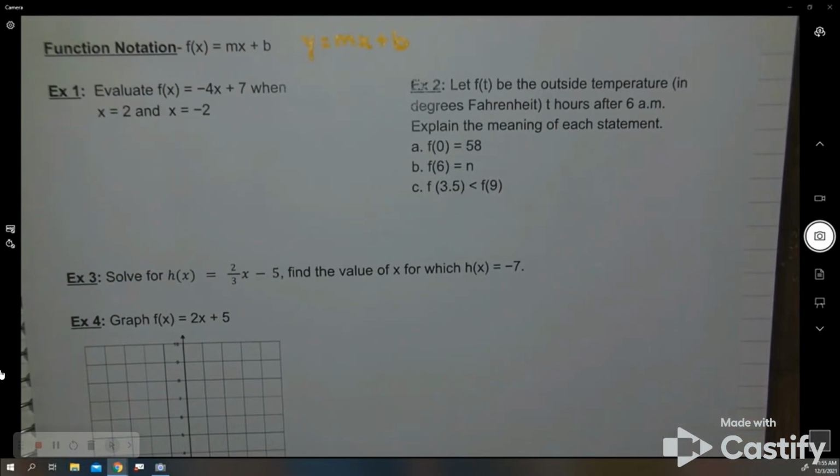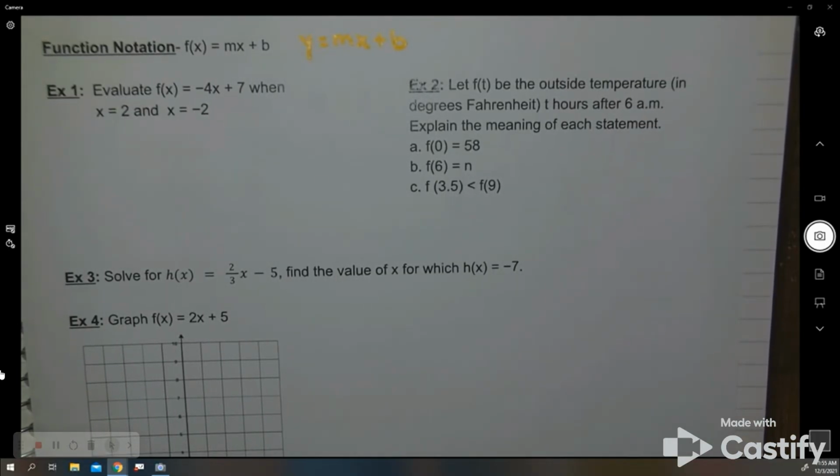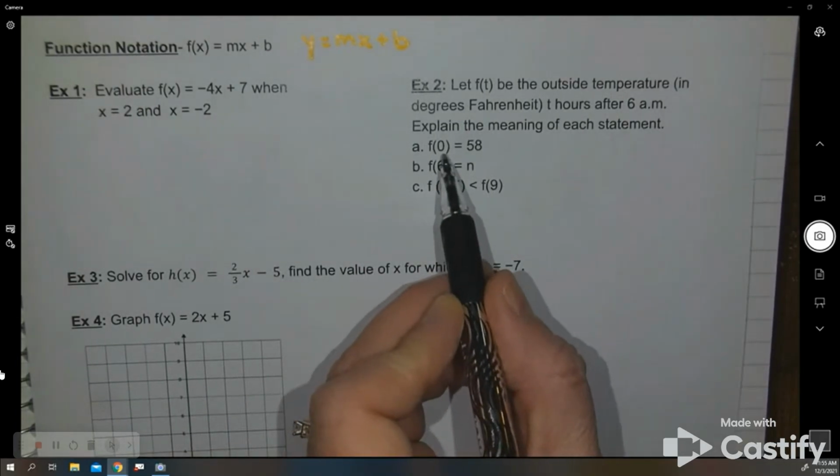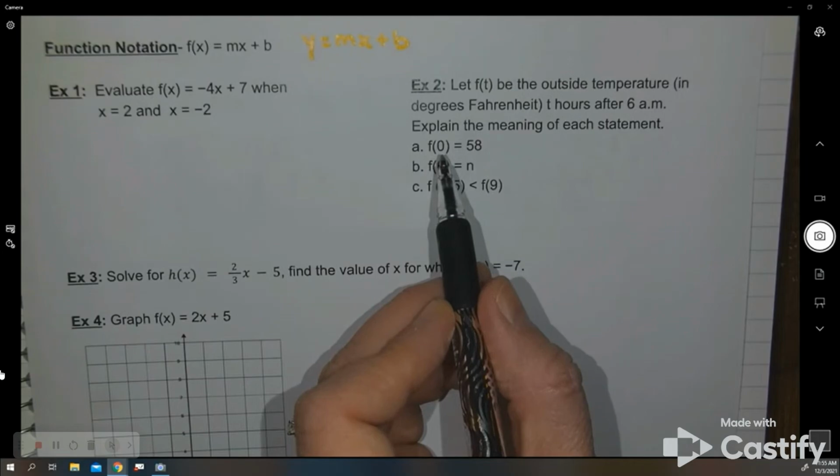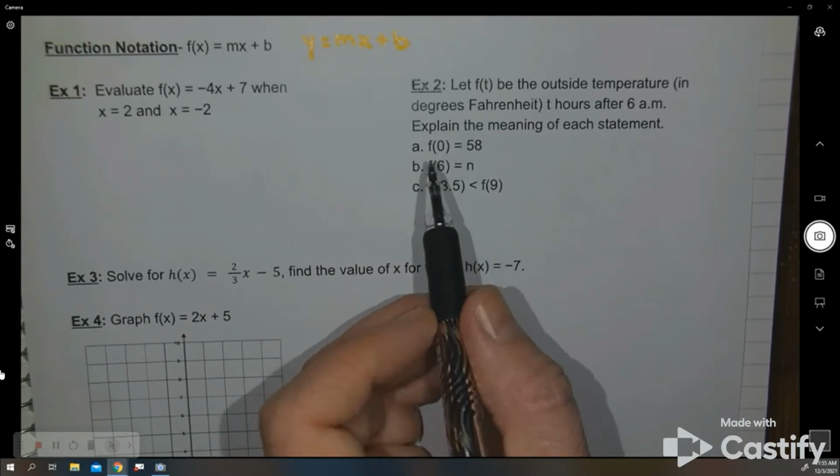For example 2, we have: let f of t, or the function of t, be the outside temperature in degrees Fahrenheit, t hours after 6 a.m. So what we're going to do is explain the meaning for each one of these statements. So when I see f of 0, that means that we plugged in 0 for x, or in this case, time, right? T was time.